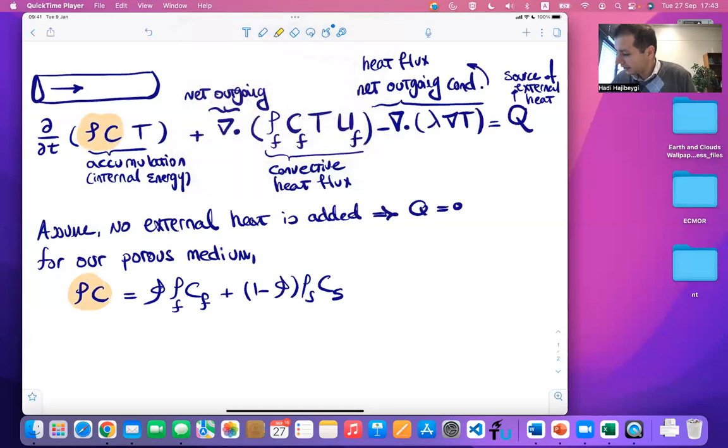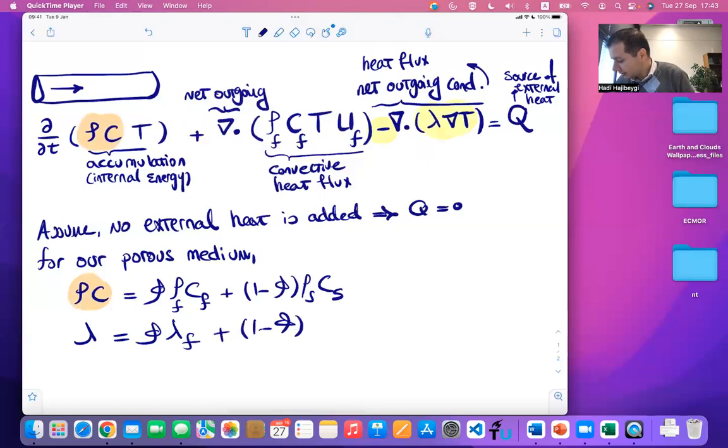How about convection? Convection is only for fluid, so I write it only for fluid. How about conduction? Conduction is both for fluid and for solid. So the lambda, therefore, is porosity, as I spoke before, times the conduction coefficient of the fluid, plus (1 minus porosity) times the conduction coefficient of solid. So that's exactly the lambda up there.